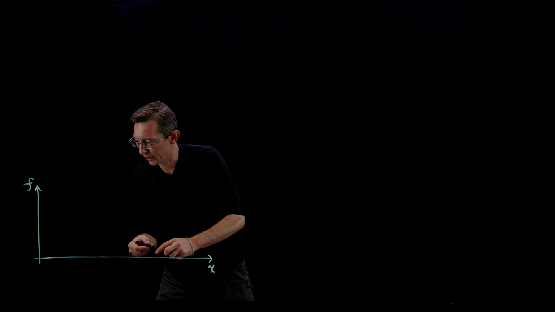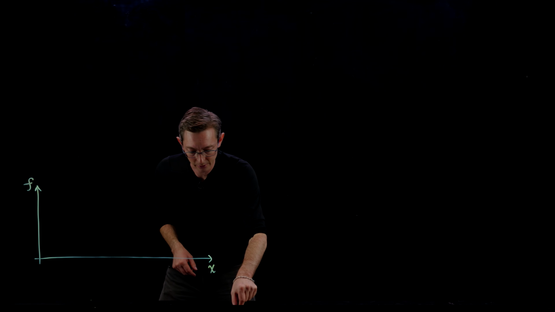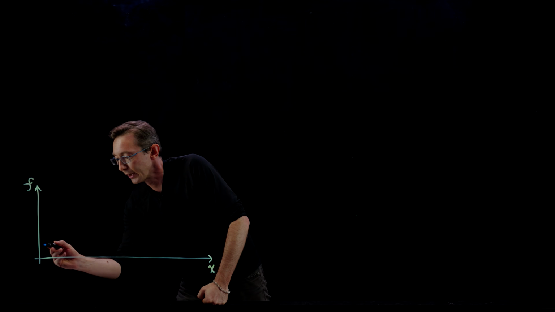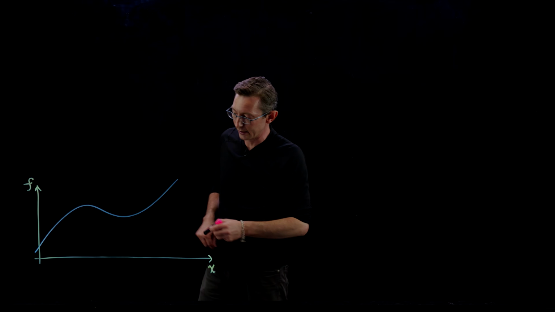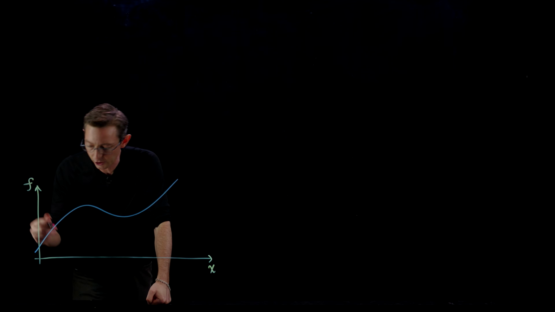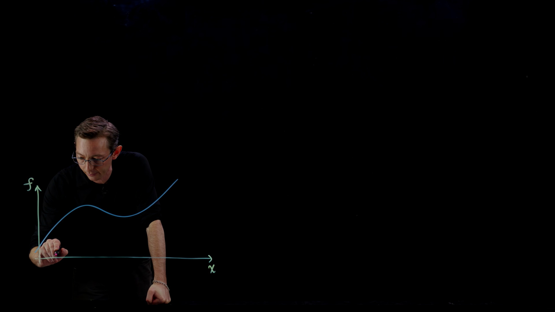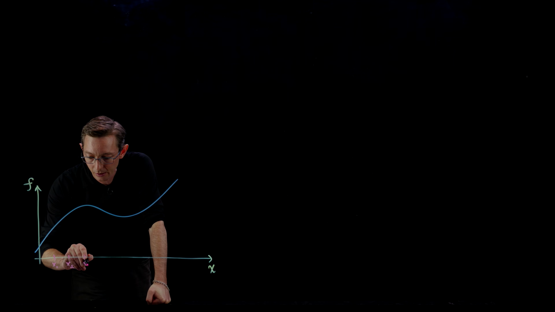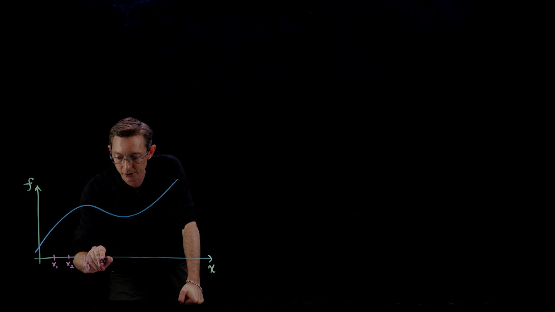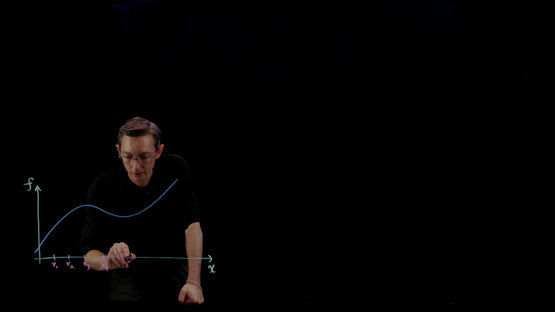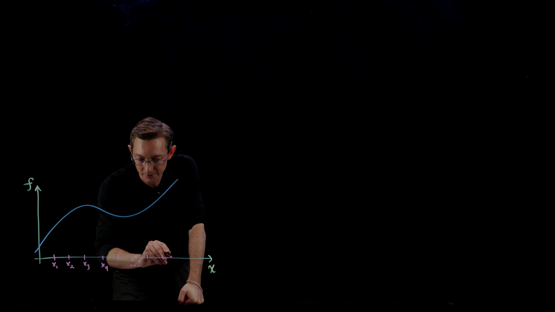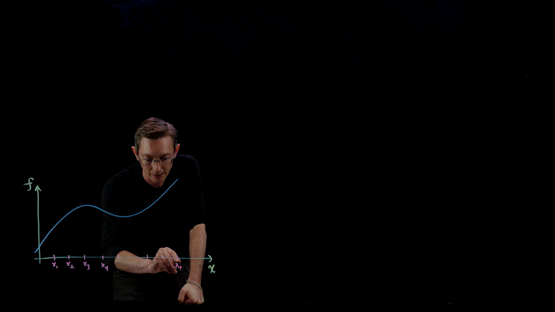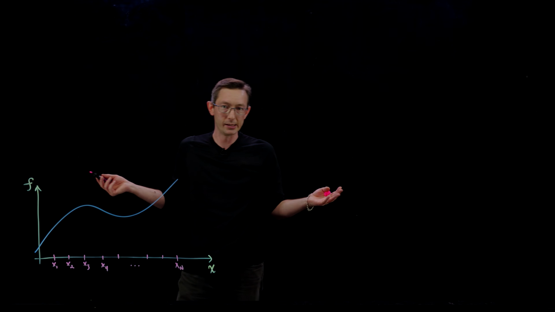So we have some function. I'll pick some cool colors here if I can. What we're going to do is define this function on discrete data points. We're going to have x1, x2, x3, and I'll just draw a few, x4, all the way up to, let's say, x big N. Okay, so I've got N data points here.